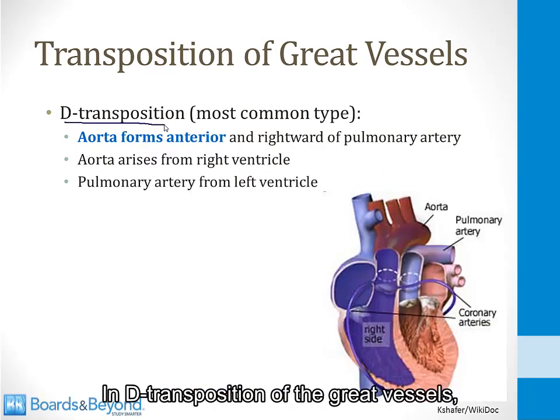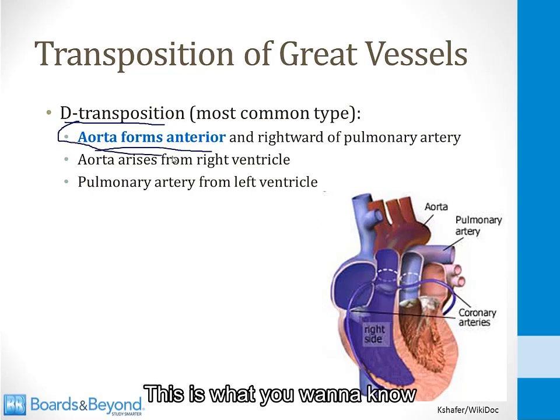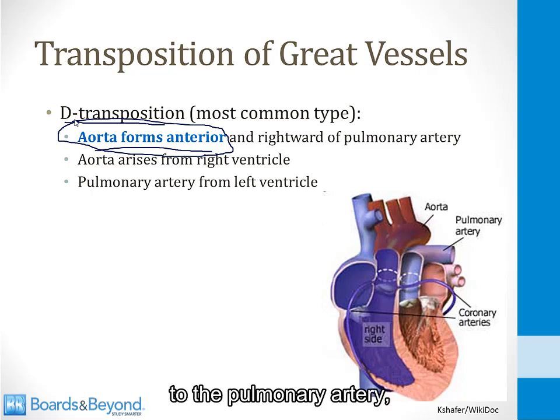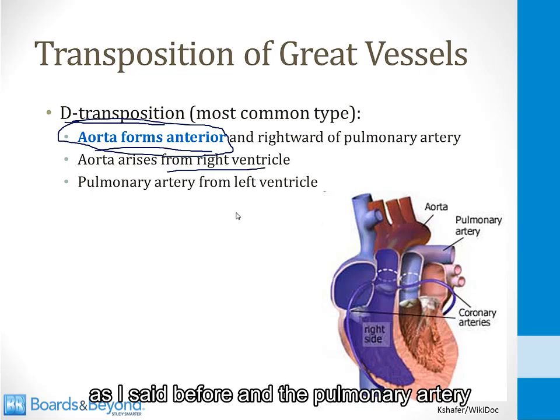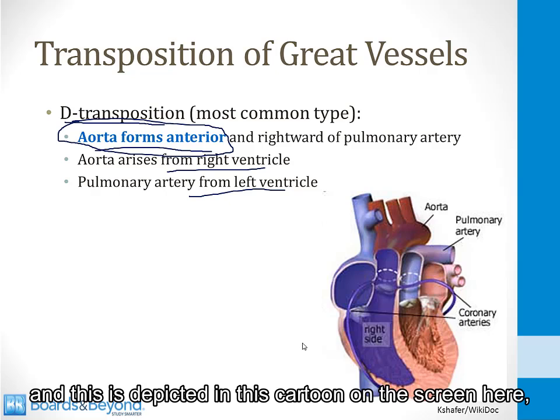In d-transposition of the great vessels, which is the most common type, the aorta forms anterior and rightward of the pulmonary artery. This is what you want to know, that the aorta is anterior instead of posterior to the pulmonary artery. As a result of this, the aorta arises from the right ventricle, as I said before, and the pulmonary artery from the left ventricle. And this is depicted in this cartoon on the screen here.